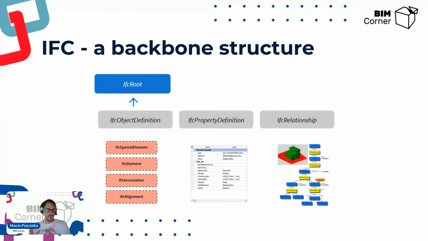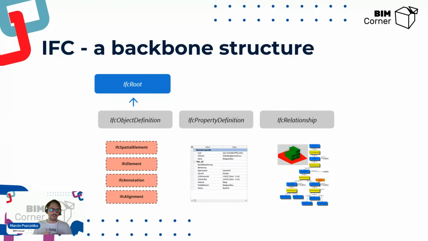But we cannot forget about the third pillar, which is relation. We can describe it more as a glue between the object and property definitions. So to connect properties to objects, we need to use relation. And of course we have several types of relations.